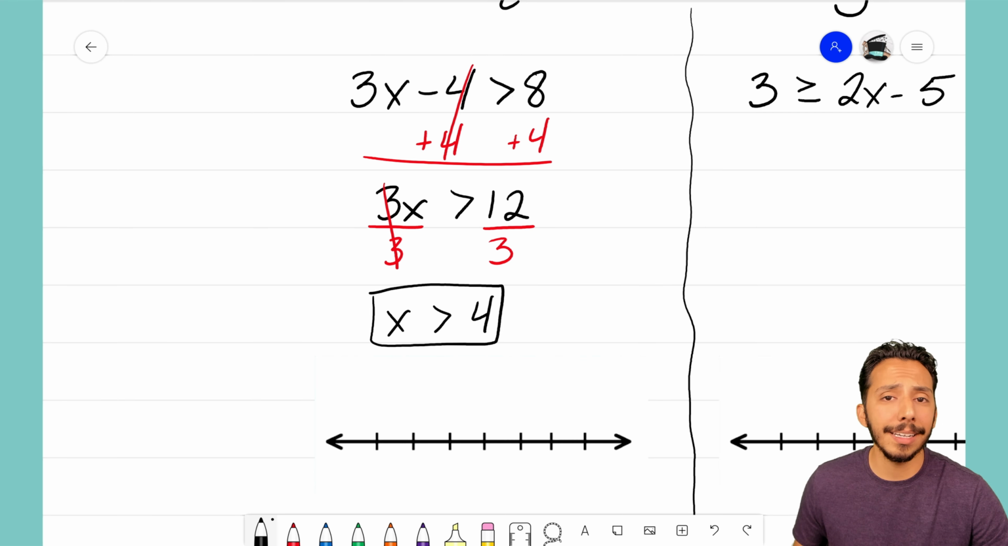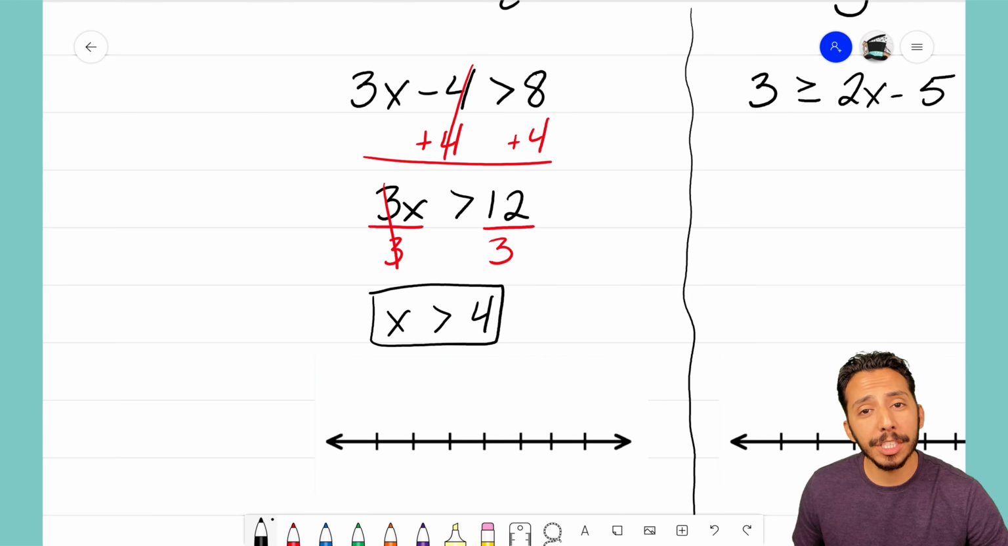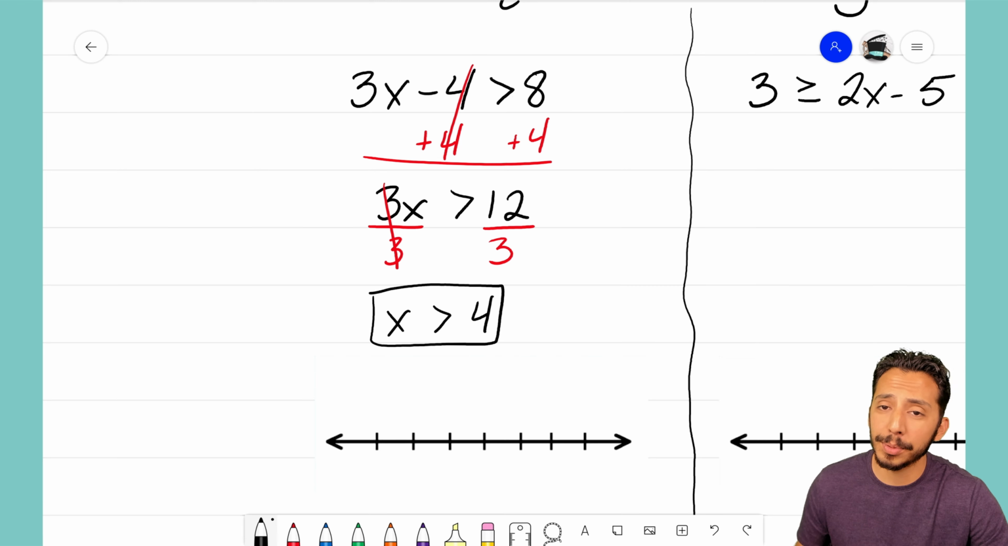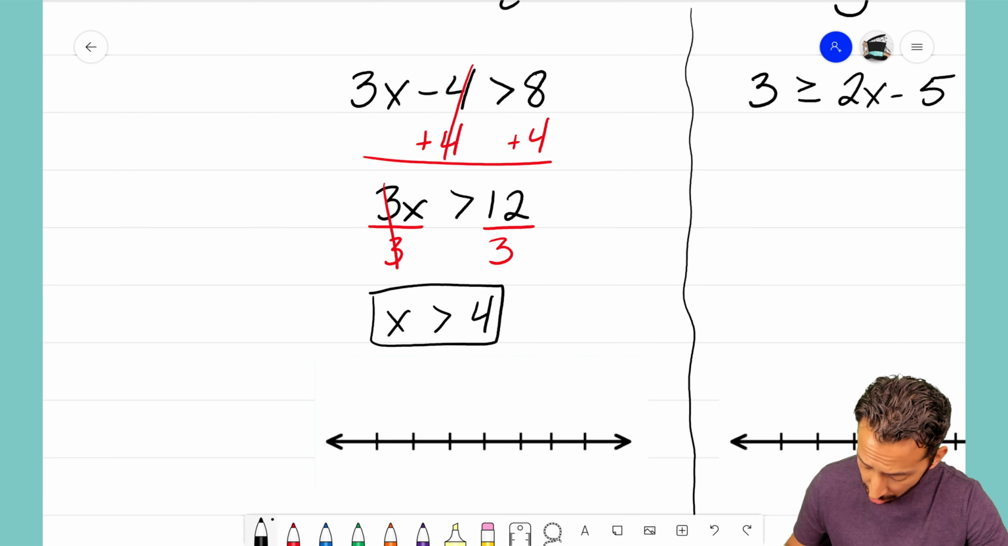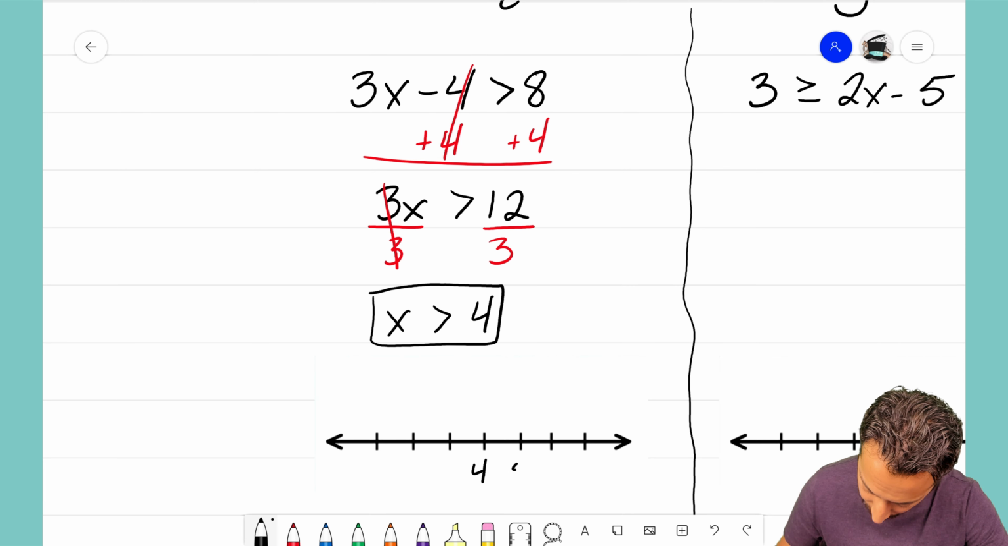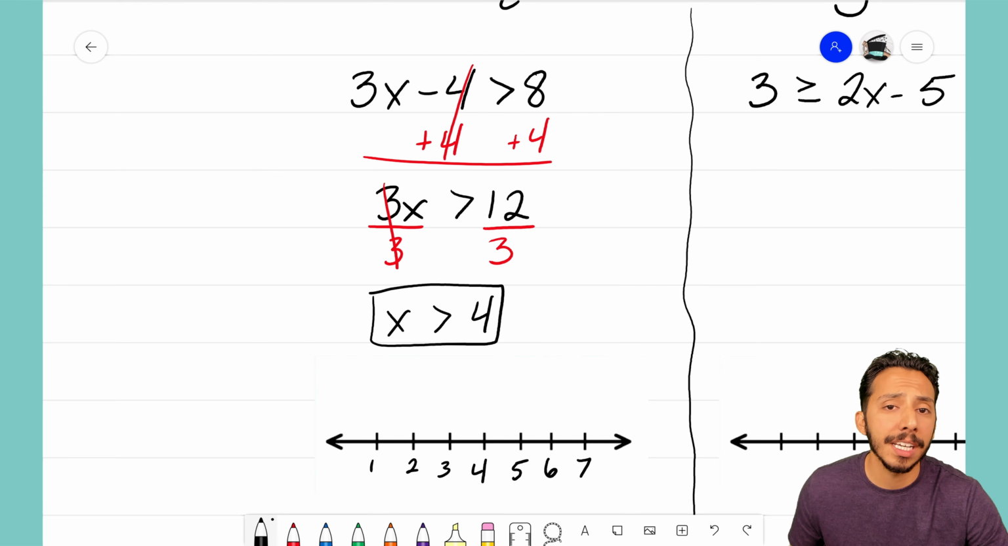x is any number that is greater than 4. And now we just want to represent that on a number line so we can show the reader our solution, and they can also see it represented with that number line. So I'm going to write 4 in the center, knowing that 5, 6, 7 come off the right-hand side, and 3, 2, 1 are on the left-hand side. Again, 4 is the boundary point here. I see that there is no equal sign for the 4. So I know that 4 cannot be included.